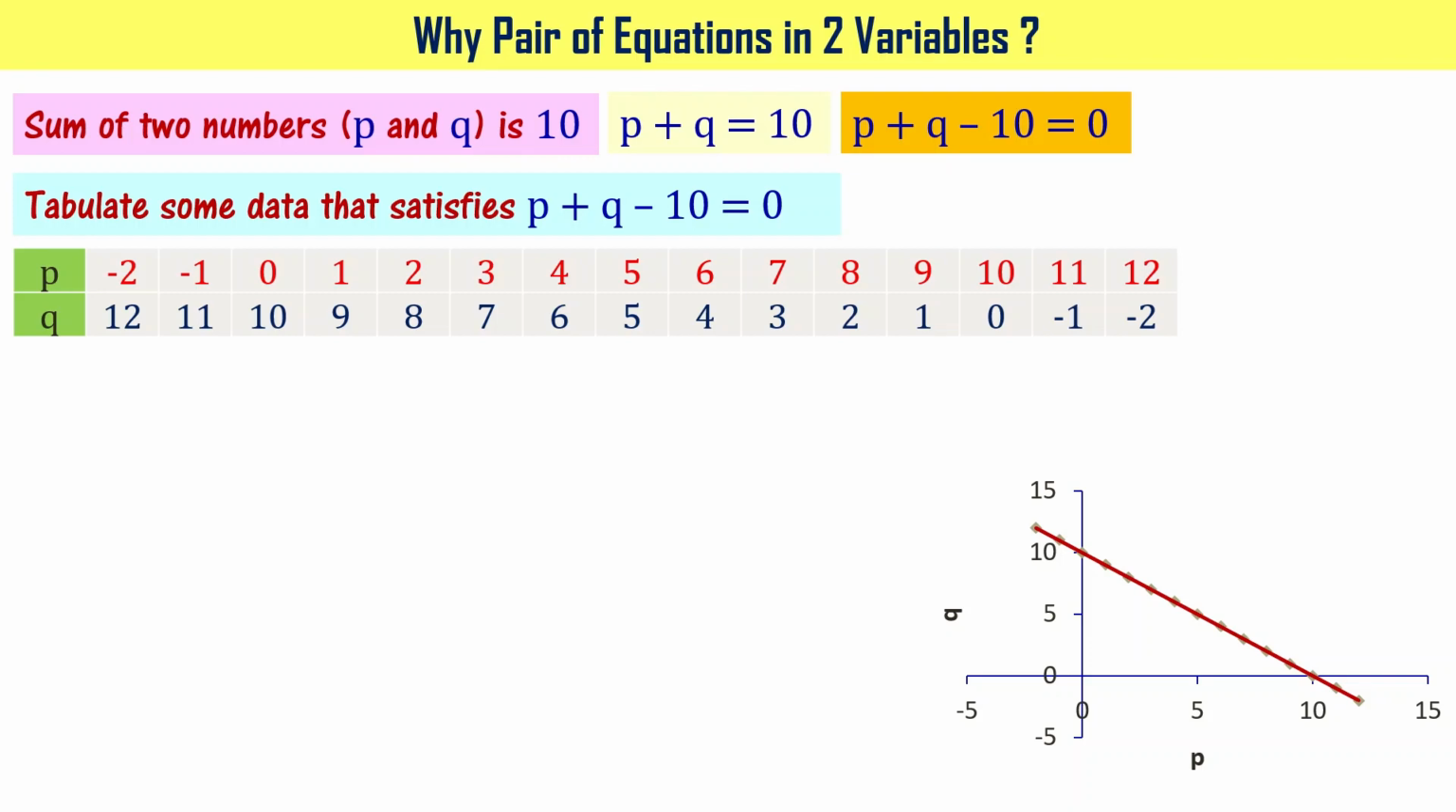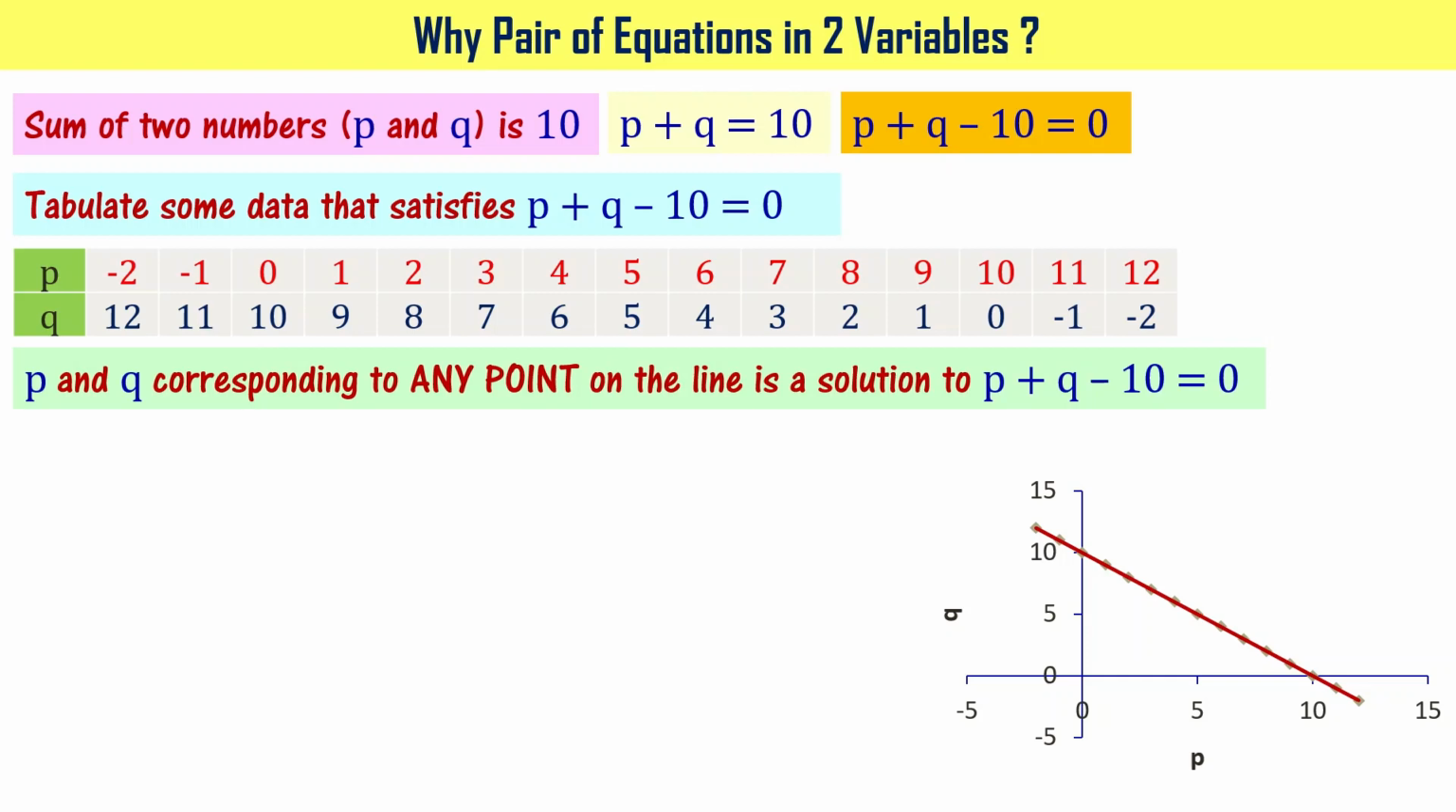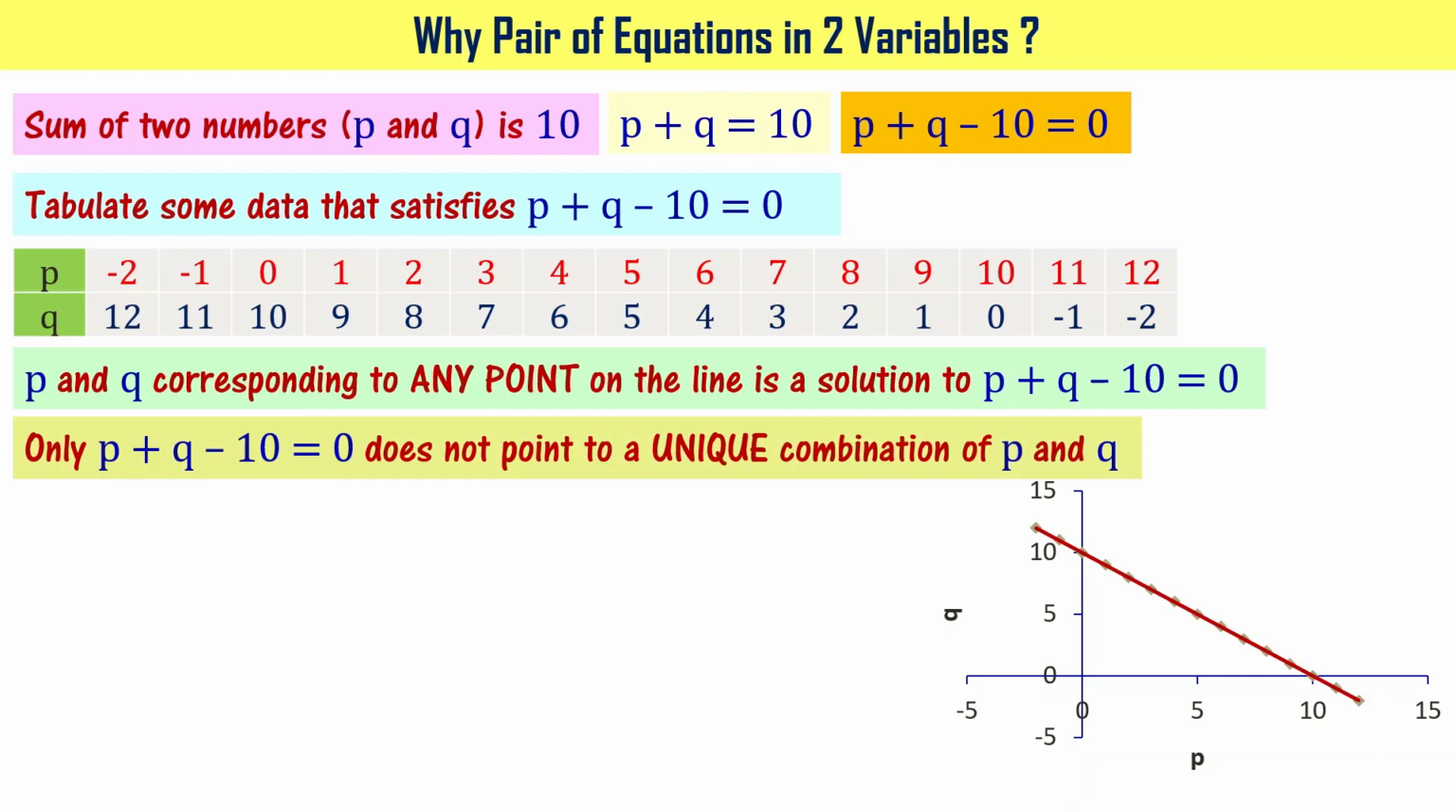Please note this. One point you have to note here is p and q corresponding to any point on the line is a solution to p plus q minus 10 equal to 0. It means if p equal to 0, then q is 10. If p equal to 5, q is 5. If p equal to 10, q is 0. Like that, one can have many solutions, right? It means that only p plus q minus 10 equal to 0 doesn't point to a unique combination of p and q, right?